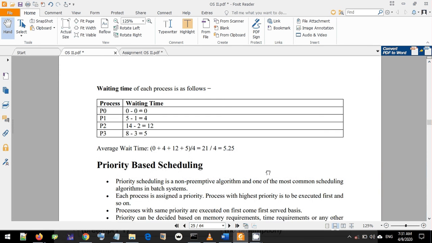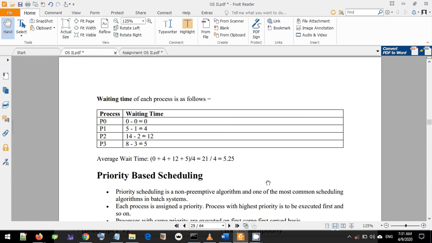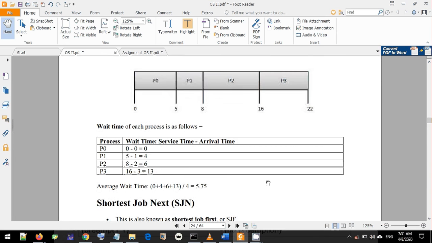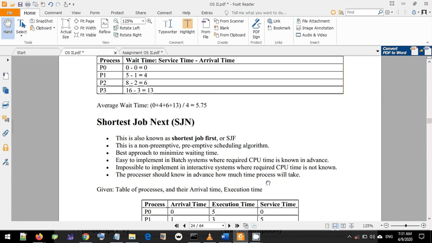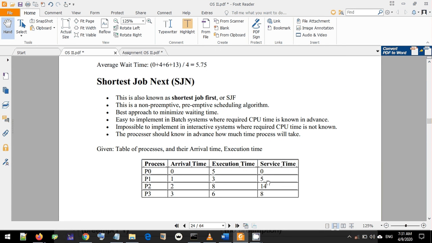So let's continue. Just like the first come first serve, we'll move on now to the shortest job next algorithm. Now this is known as SJF or SJN. It is both a non-preemptive and a preemptive scheduling algorithm. We are going to look at the non-preemptive part of it, and then also the preemptive part of it.